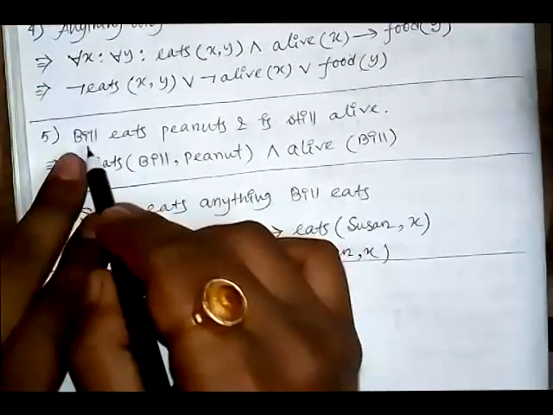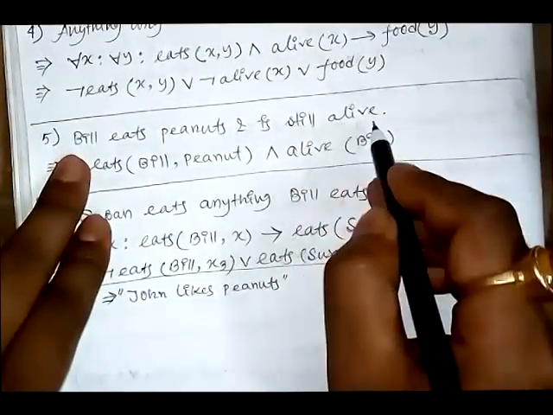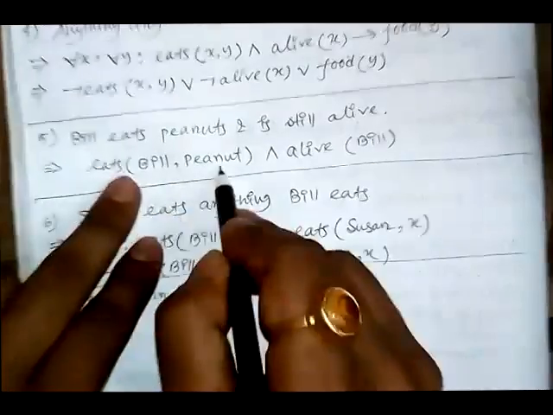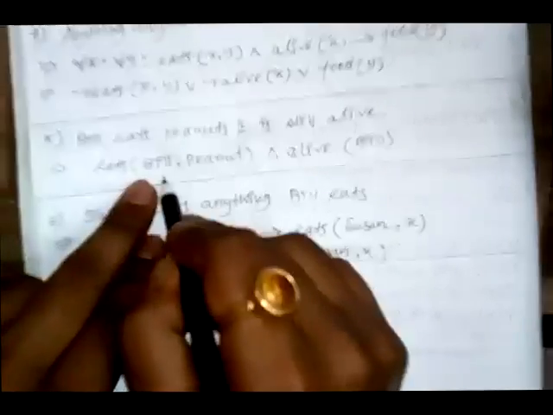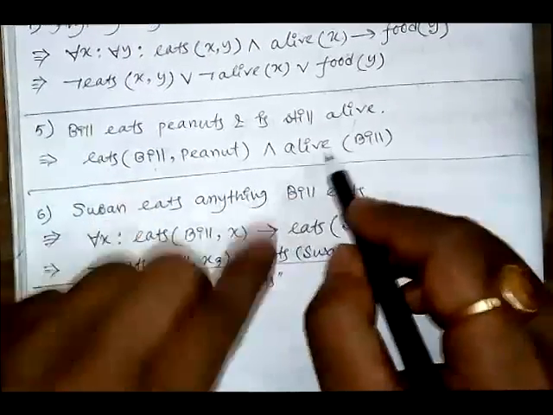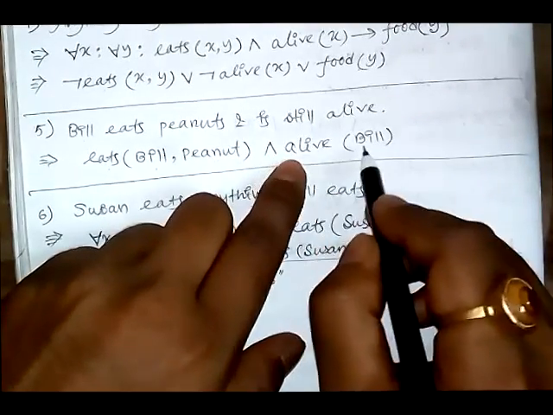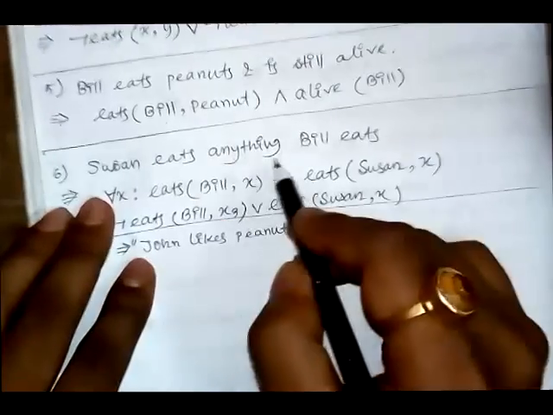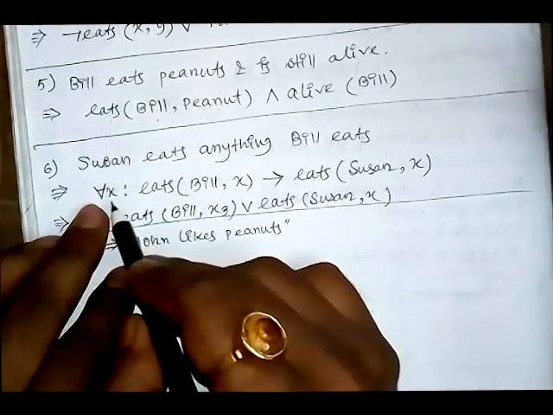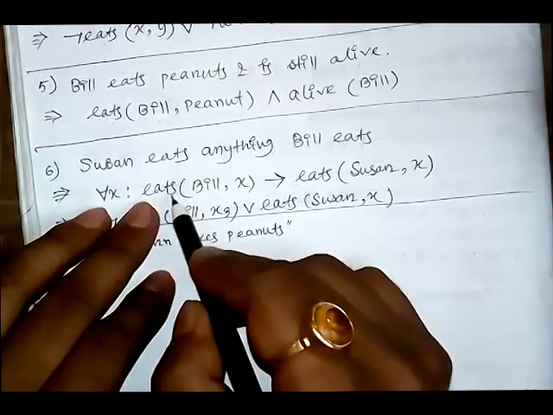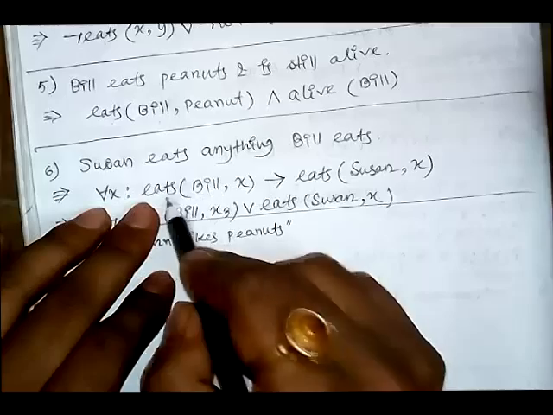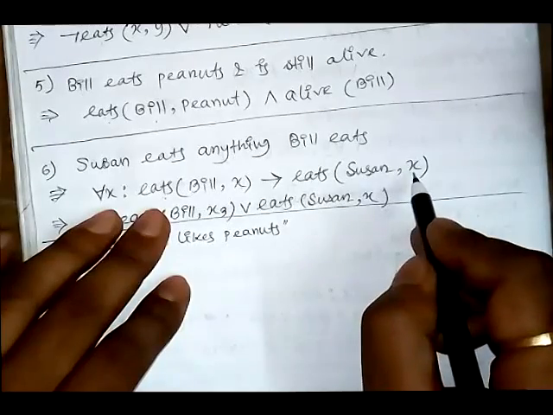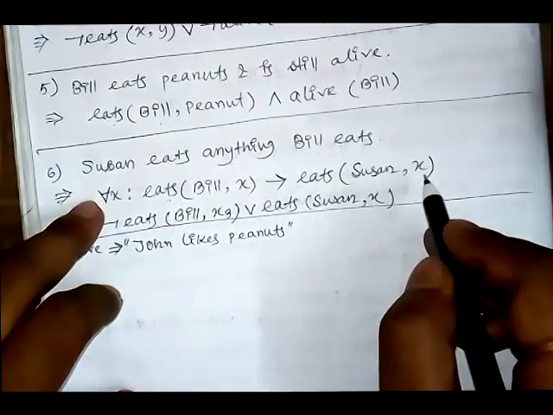And the next statement is Bill eats peanuts and is still alive. This is simple. Eats Bill peanut, that is Bill eats peanut. Eats is the predicate, right? Bill eats peanut and Bill is alive, right? Bill is alive. Next statement is that Susan eats anything Bill eats, that is, for all x, Bill eats x implies that Susan eats that x, right? Bill eats x, Susan eats that x.